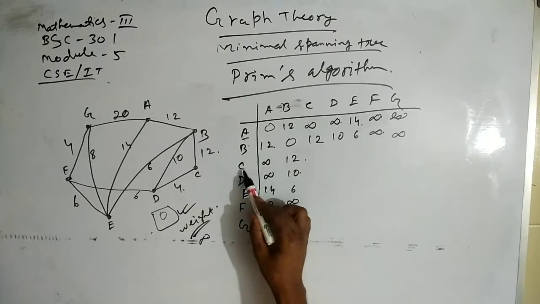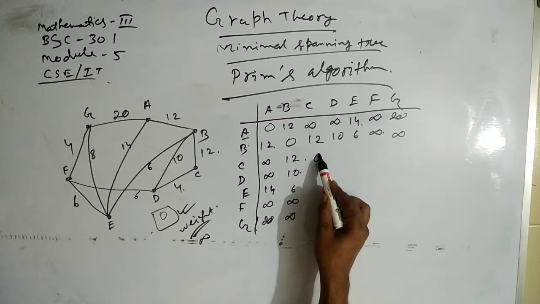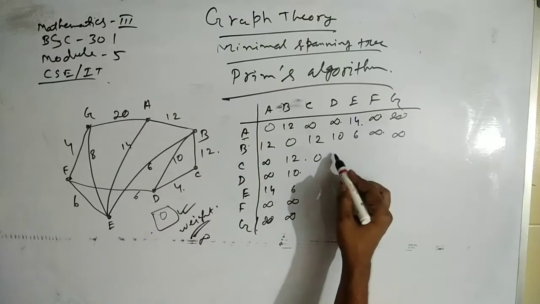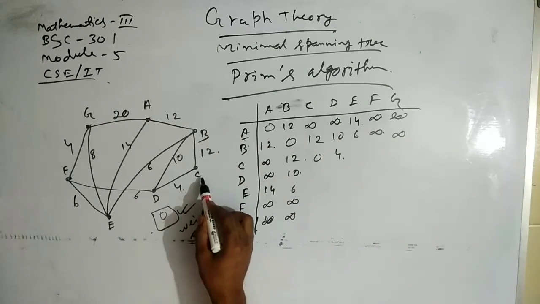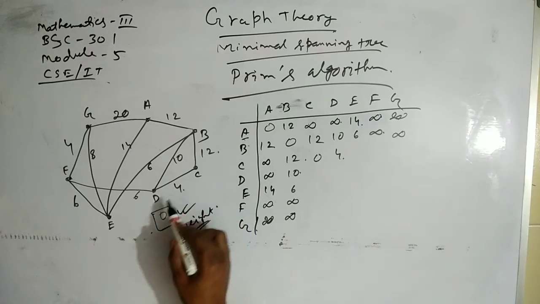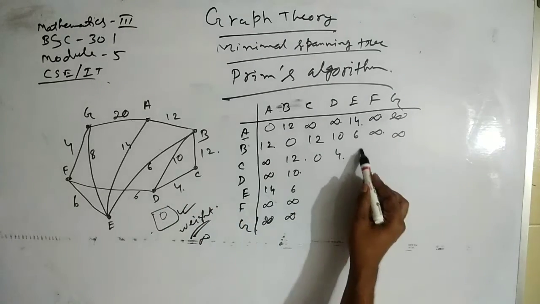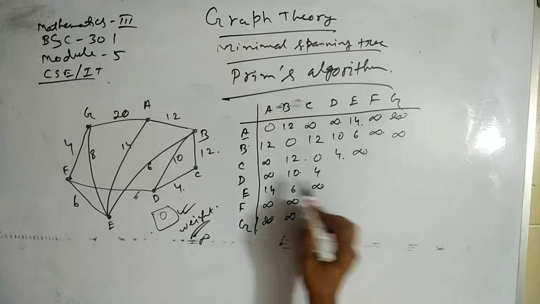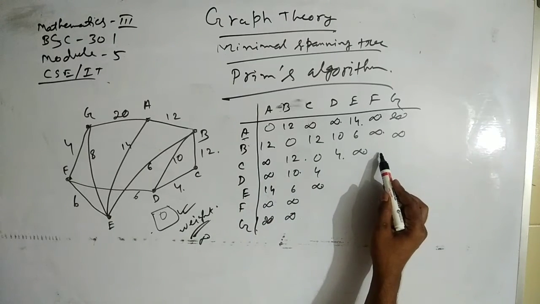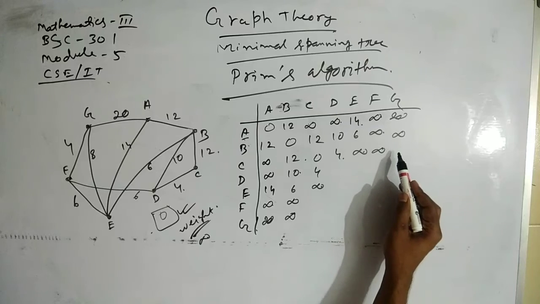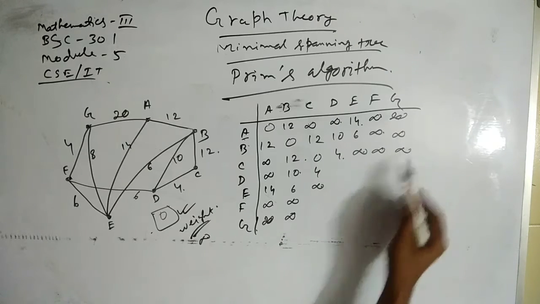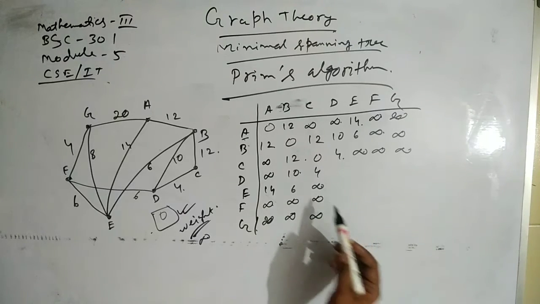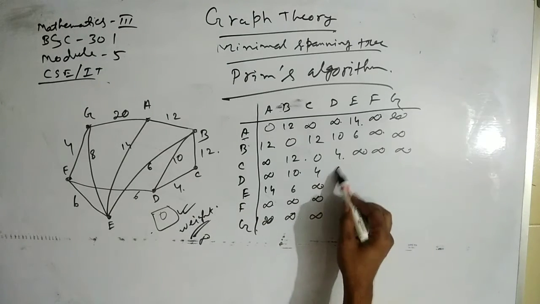Now next, C to C will be 0. C to D there is 4. C to E there is no edge, infinite. D to C will be 4. E to C will be infinite. C to F no edge, infinite. C to G no edge, infinite. Next, take D to D 0.